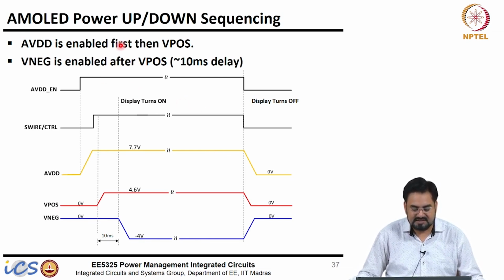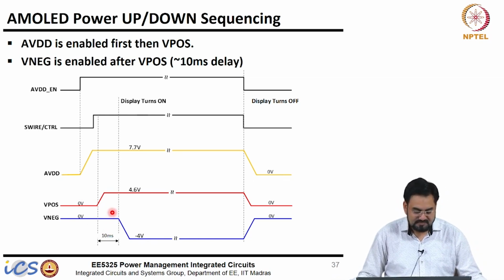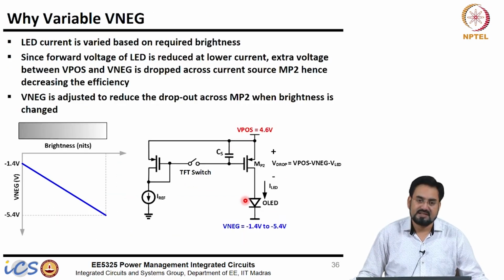Okay. So, just like in LCD, there are certain power up and power down sequencing requirements here as well. So, ABDD is enabled first and then we enable positive voltage, which is VPOS, and then VNEG. So, the VPOS and VNEG follow a similar sequence like we had in LCD. ABDD is analog voltage and it comes up first. So, it basically settles all the bias voltages and everything before we turn on these LEDs actually.